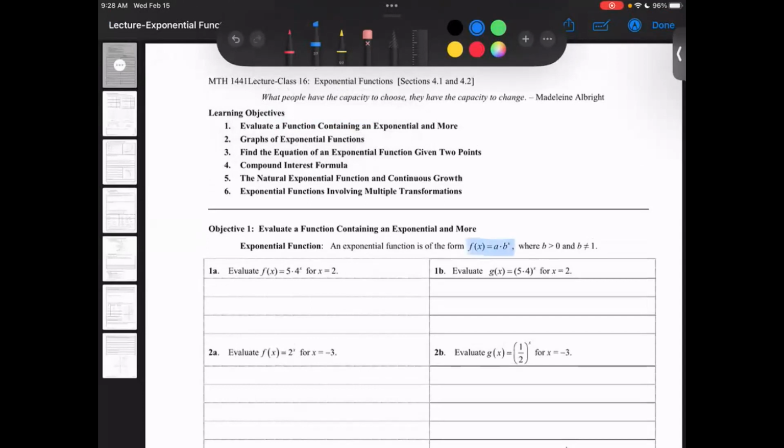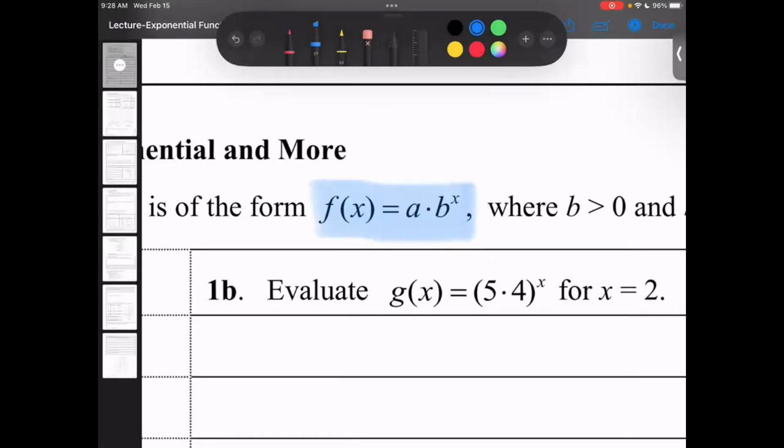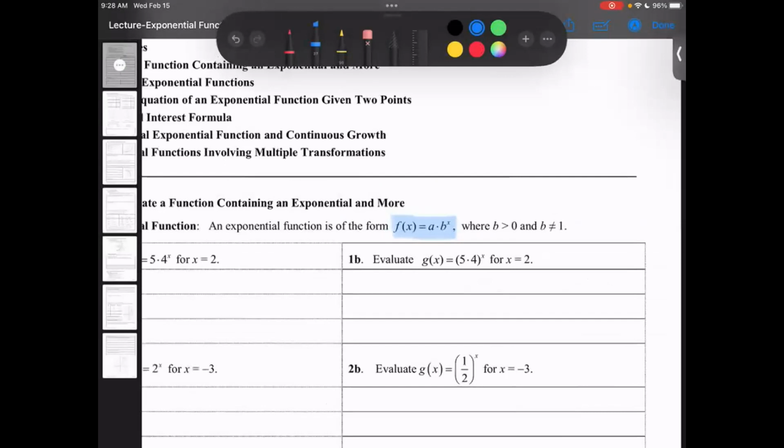You see the variable is on what? It's in the power, right? Whereas in a polynomial, the variable is in the base, right? x squared, x cubed. Here we have 2 to the x. It's kind of flipping around, right? So of course, in terms of graphing, this function grows much faster than a polynomial.